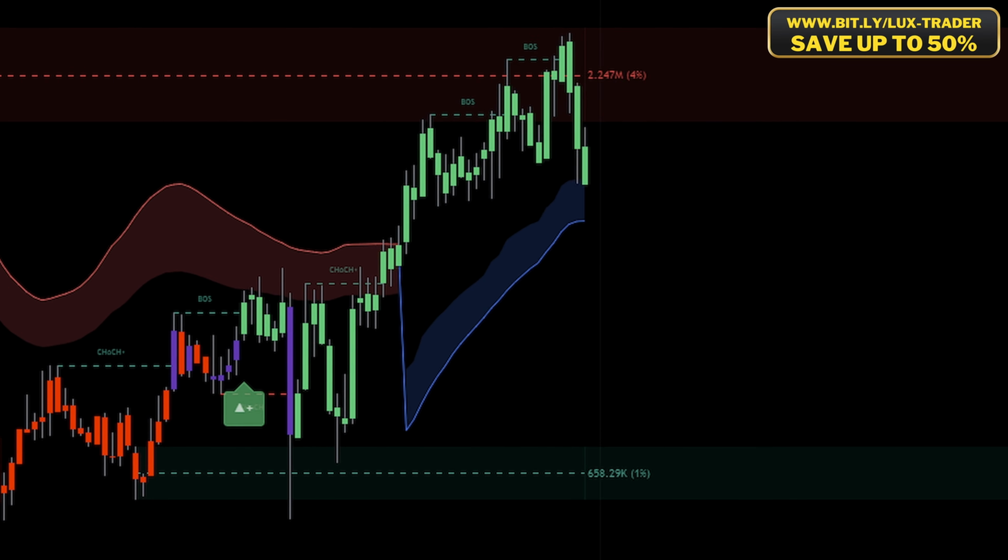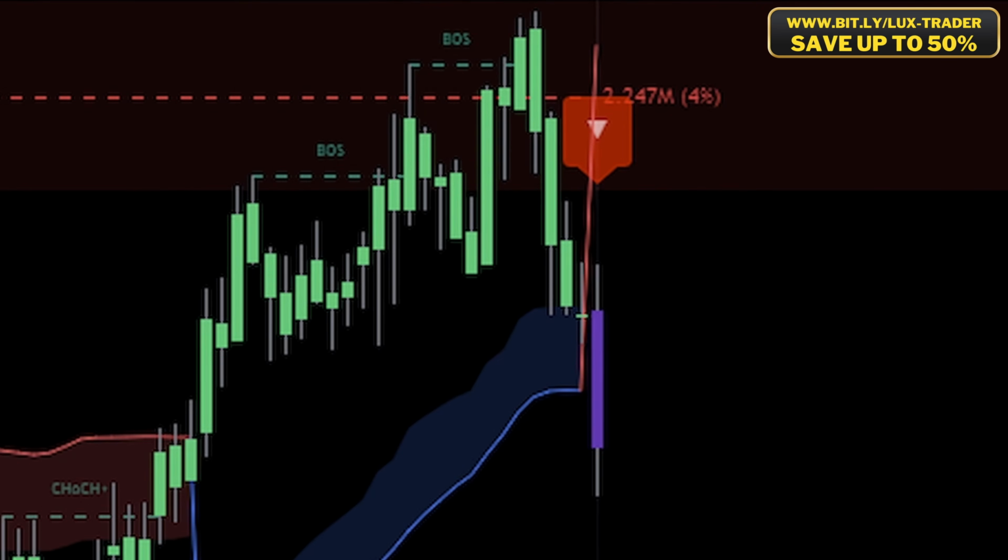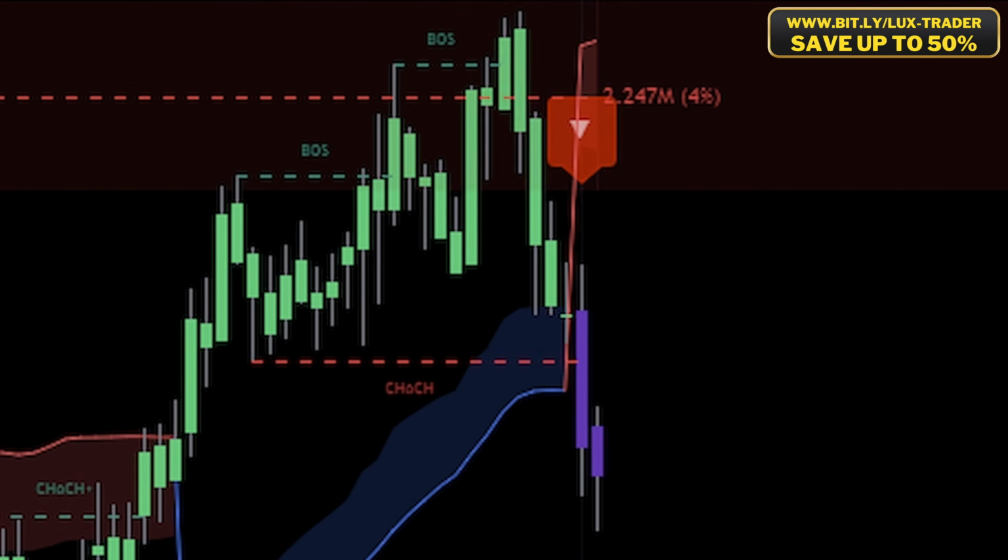Second, wait for a red sell or strong sell signal. This confirms the downward momentum. Third, check that the smart trail is red colored. This indicates the trend is in your favor.